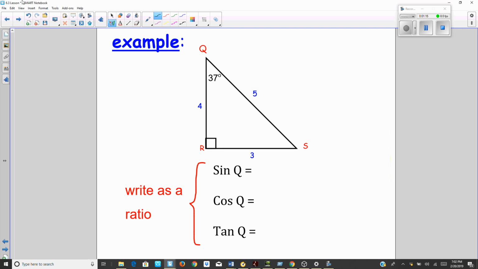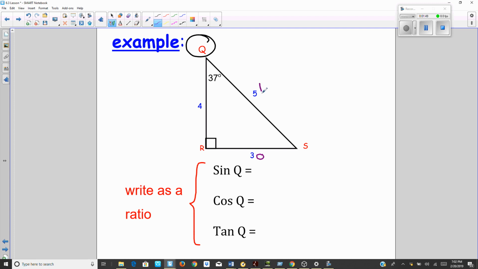All right, so the first example, notice the directions. They want us to write the sine, cosine, and tangent of angle Q as a ratio or as a fraction. So I'm going to circle angle Q since this is the angle that we're discussing in this problem. And the first thing I'm going to do is, of course, I'm going to cover up that angle with your hand. And when you do that, you'll notice that 3 is opposite. So I'm going to put an O there next to the 3.